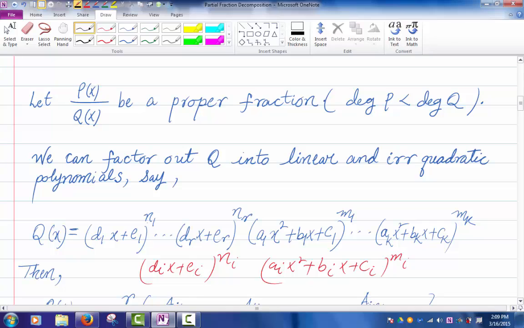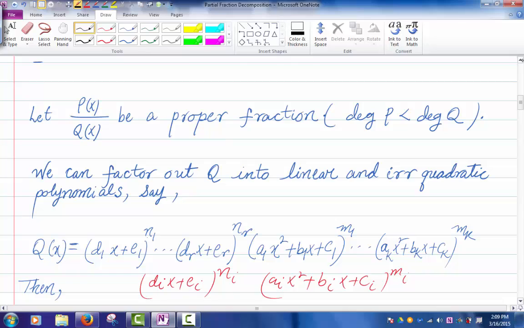Now, for rational functions, P over Q, it is proper when the degree of the numerator is strictly less than the degree of the denominator. Okay? Now, a rational function is improper when the degree of the numerator is bigger or equal to the degree of the denominator. So let me just give you some examples here.